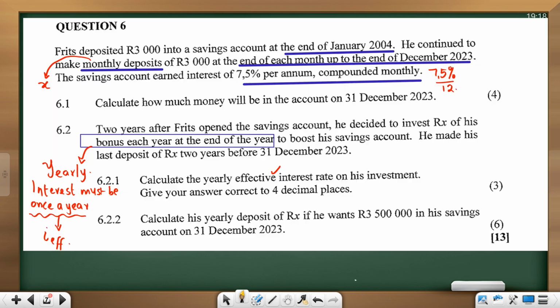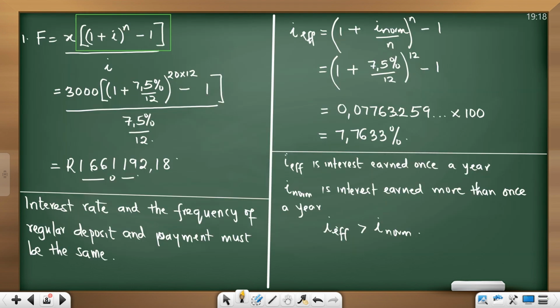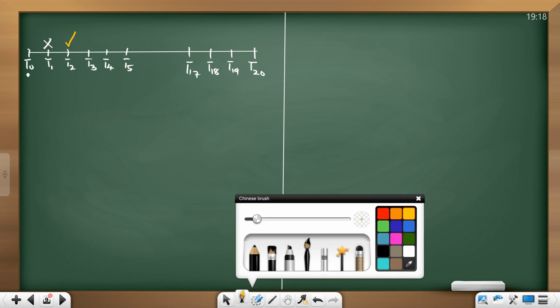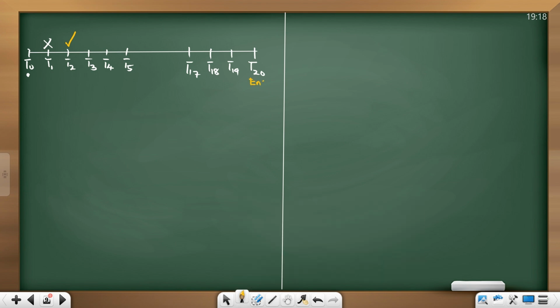And then check, when did he stop making payment or deposit? He made his last deposit 2 years before the end. All right? 2 years before the end. All right? This is the end. 1 year before. 2 years before.